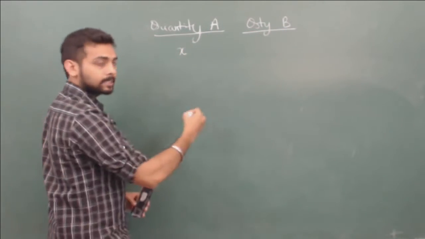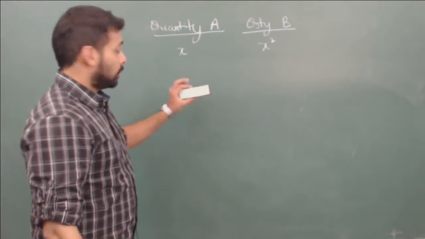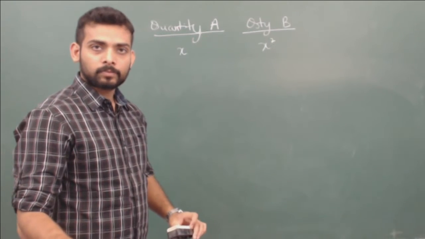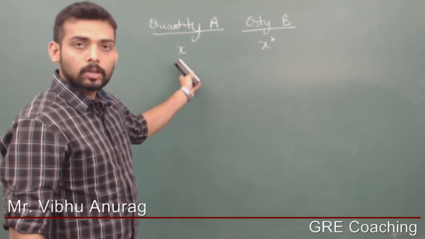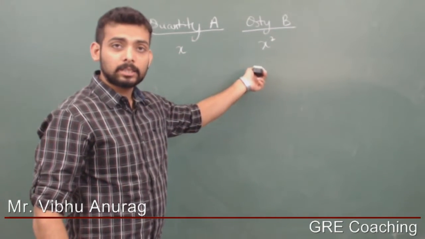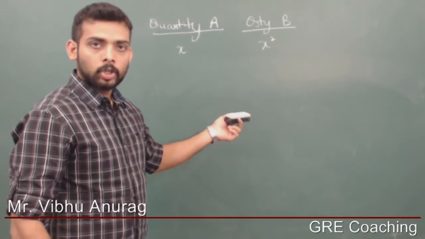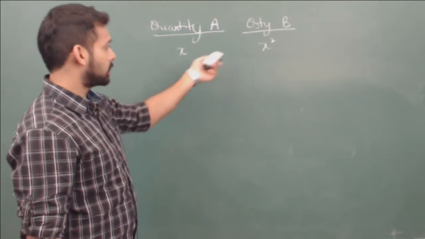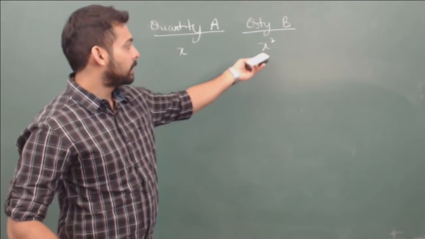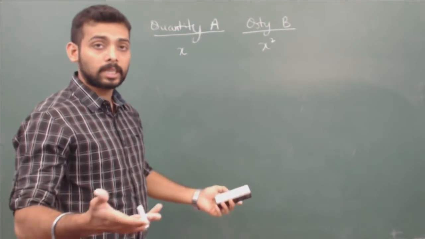Suppose A is x and B is x square. Your question is which of these quantities is greater: whether quantity A is greater, whether quantity B is greater, or you don't have enough information to answer this question. On the surface of it, it appears as if x square will be greater, because when you square any number, it becomes bigger, right?